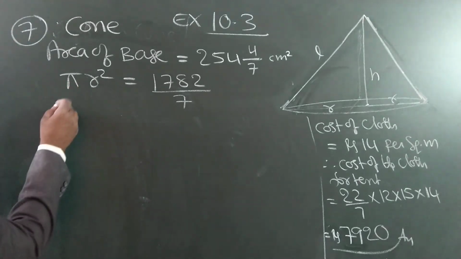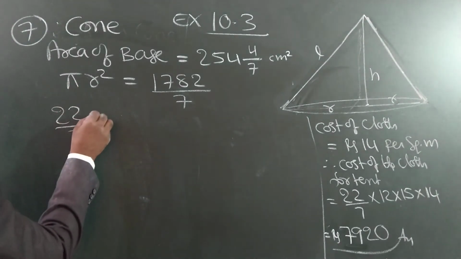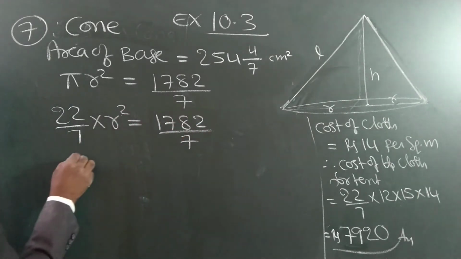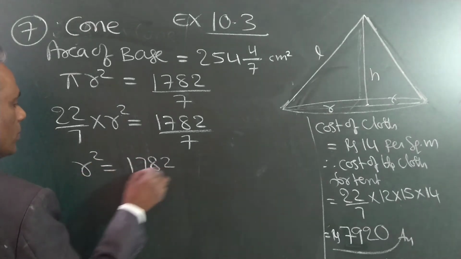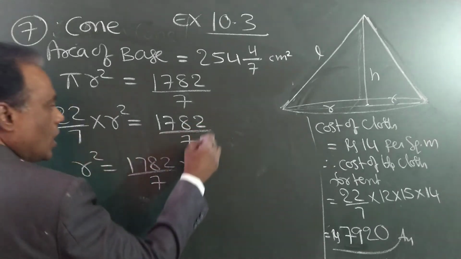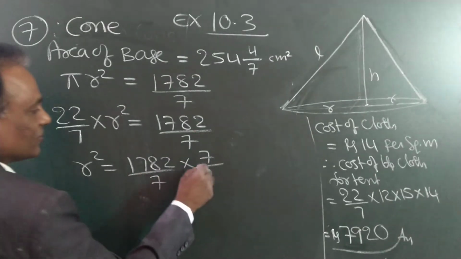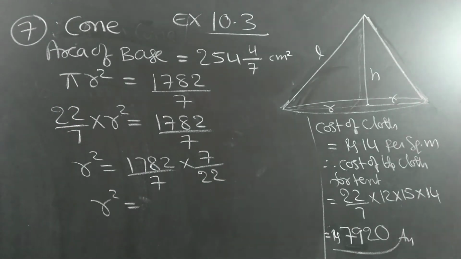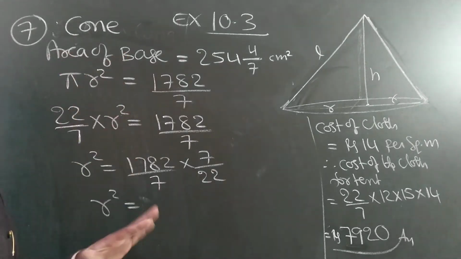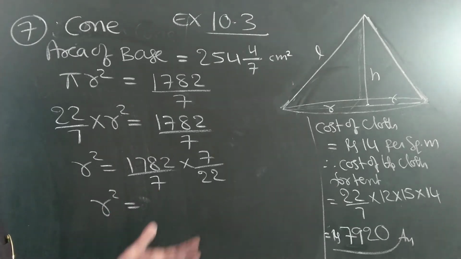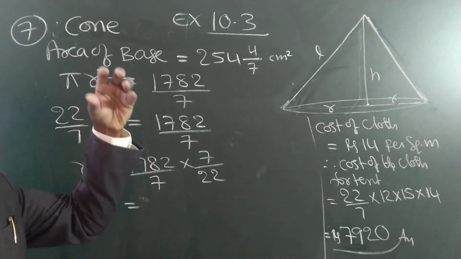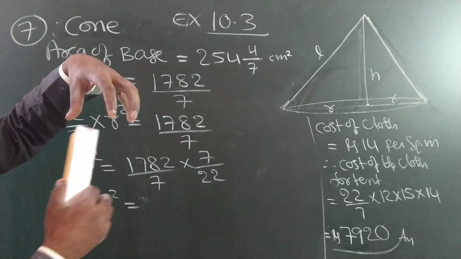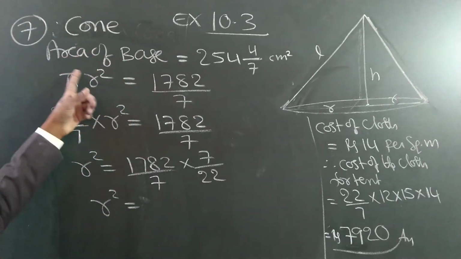Now, pi is 22 by 7 into r square, which is equal to 1782 by 7. Students, r square is equal to 1782 by 7. This 7 will go up, 22 will go down. Area of base, this is not a cone formula. Base is a circle. For any cone, base is a circle. If you see the ice cream cone, or the monkey cap also, the base will be in the shape of a circle. So circle area pi r square.